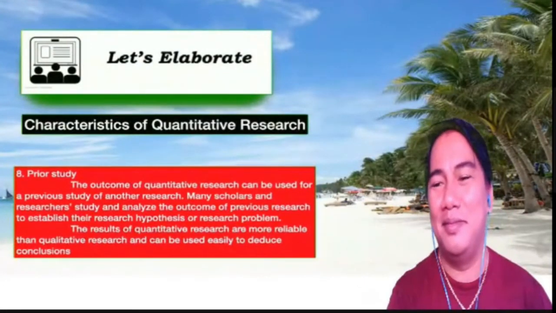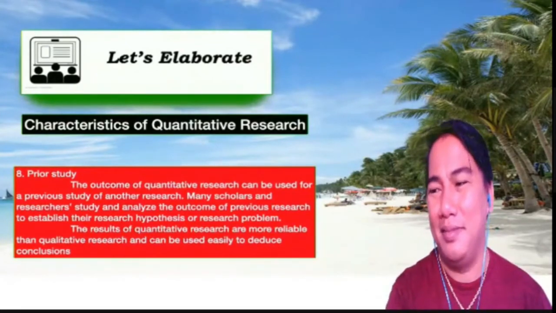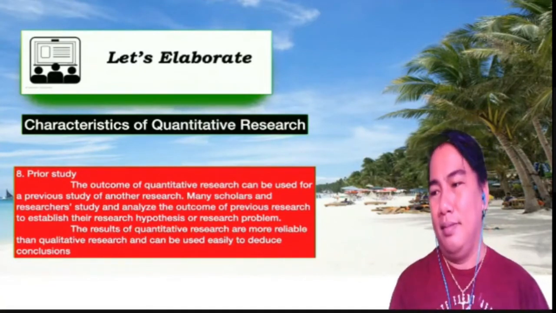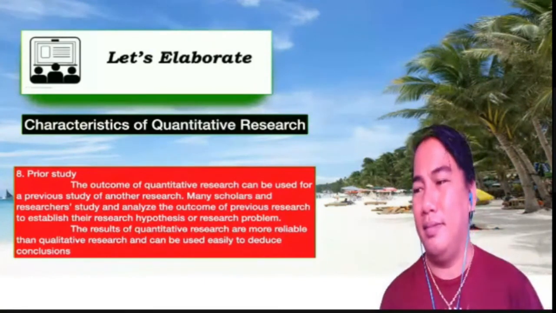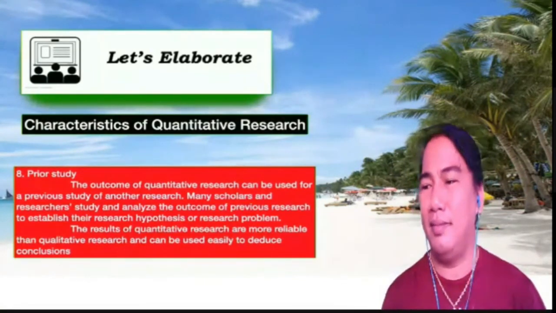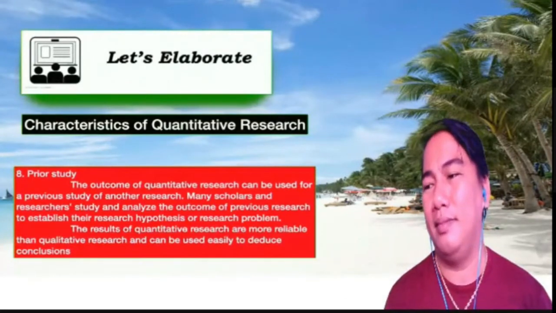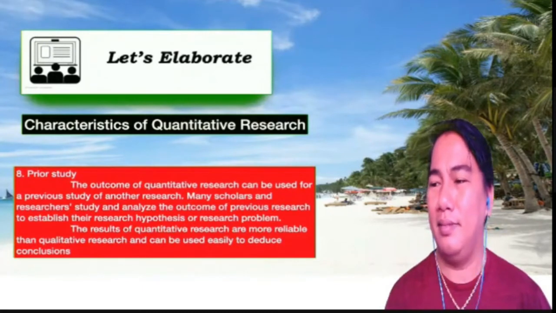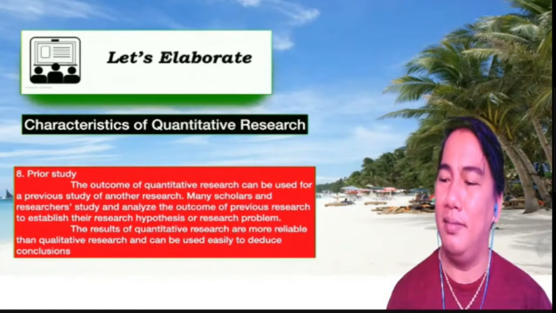Prior study. The outcome of quantitative research can be used for a previous study of another research. Many scholars and researchers study and analyze the outcome of previous research to establish their research hypothesis or research problem. The results of quantitative research are more reliable than qualitative research and can be used easily to deduce conclusions. Very good.